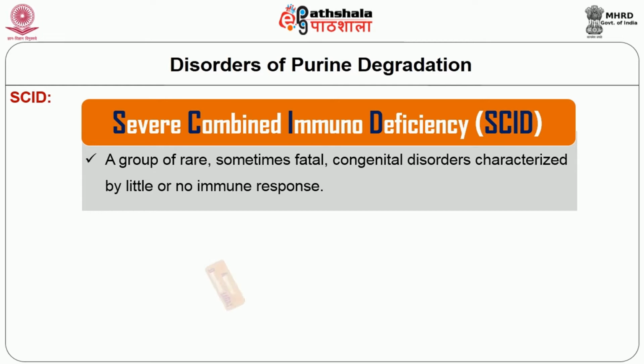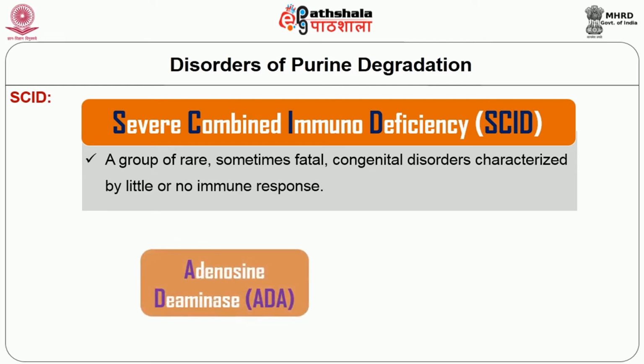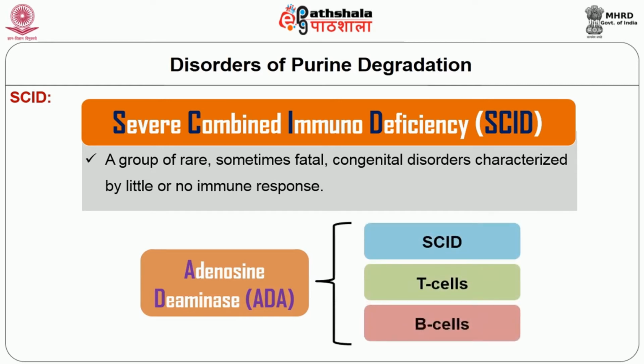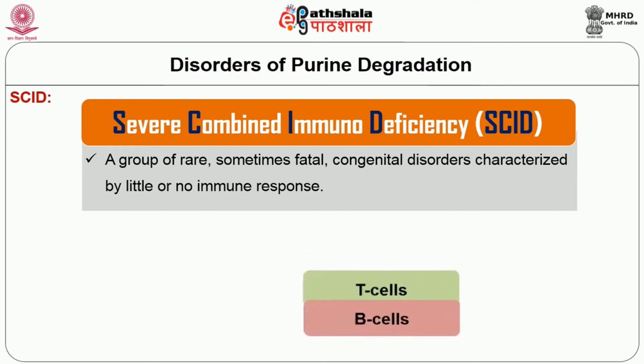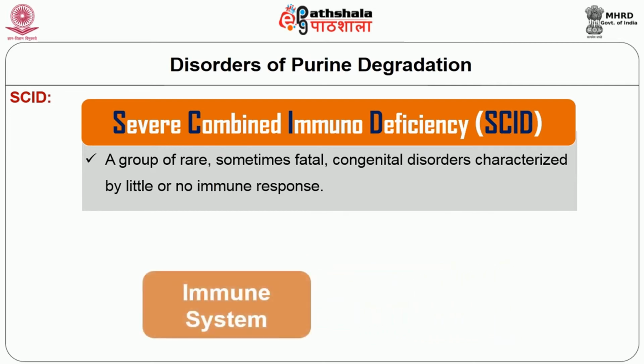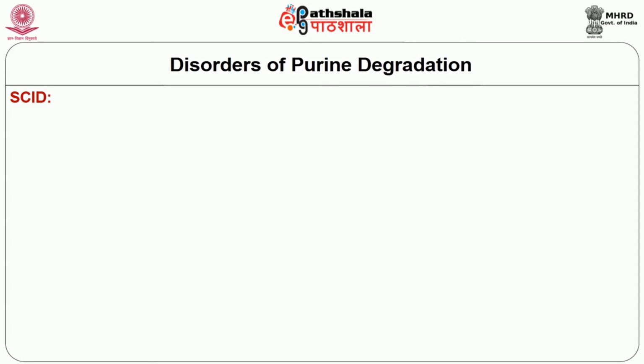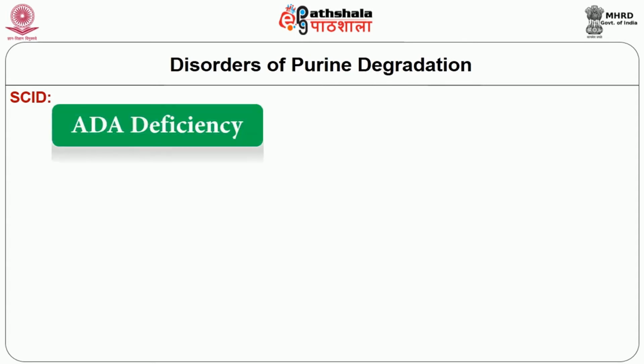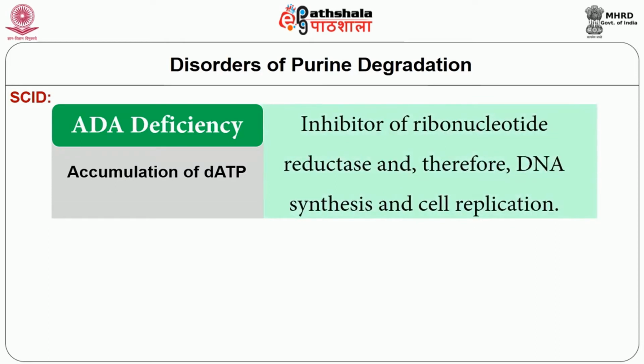The deficiency of an enzyme called adenosine deaminase, which is abbreviated as ADA, causes severe combined immunodeficiency or SCID. This involves T cell and usually the B cell dysfunction. T cells and B cells are important components of the immune system. It is explained that ADA deficiency results in the accumulation of dATP or deoxy-ATP, which is an inhibitor of ribonucleotide reductase, and therefore DNA synthesis and cell replication are affected.